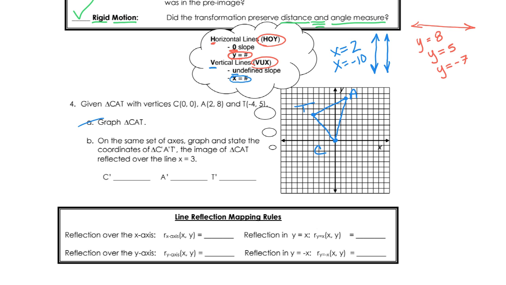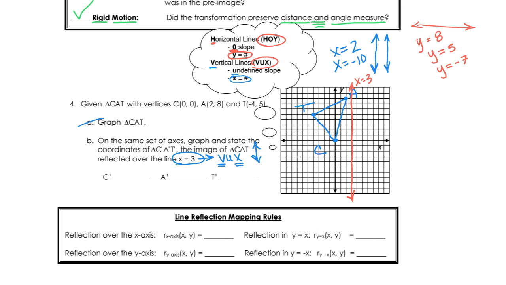We graph triangle CAT. Part B says on the same set of axes, graph and state the coordinates of triangle C'A'T', the image of triangle CAT reflected over the line x equals 3. So as soon as I see x equals a number, I'm thinking of VOOKS. It's going to be a vertical line, and remember, vertical lines go up and down. So I'm going to hold my straight edge vertically and graph it at +3. So 1, 2, 3. And here comes x equals 3. All right, and that becomes our line of reflection. So we're going to go ahead and take our triangle and flip it over.